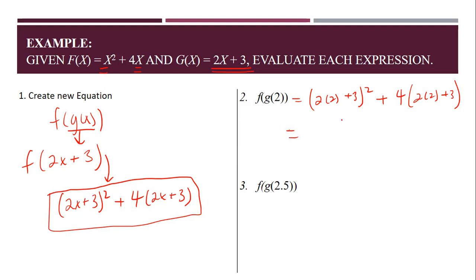So we do the PEMDAS. PEMDAS says we start from the inside of the parentheses. 2 times 2 is 4. 4 plus 3 is 7 squared is 49. 2 times 2 is 4. 4 plus 3 is 7 times 4 is 28. So then our output is 77.